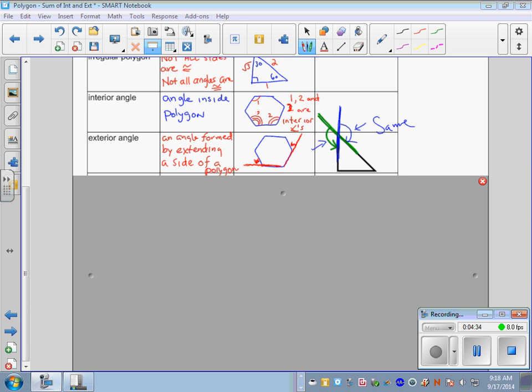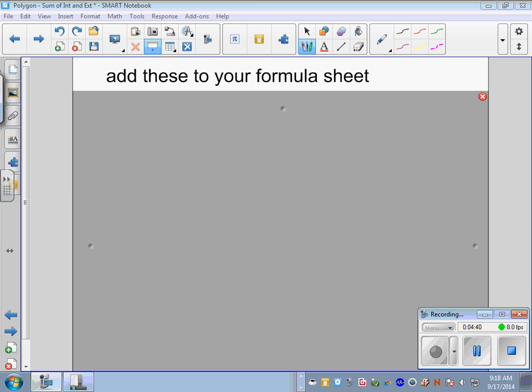So if you extend one side and I extend another, it's going to create the same size angle, and you don't have to worry about that. Okay, next up are some formula sheet problems. So you need to pull out your formula sheet and add these to them.